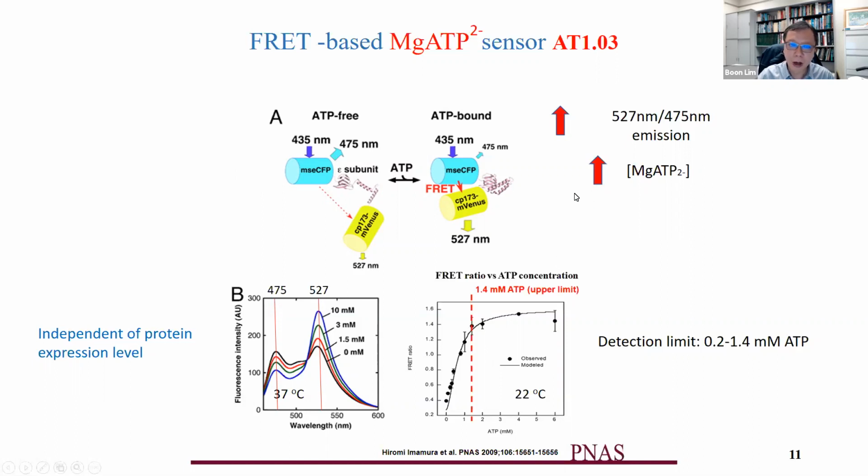So for these sensors, we calibrate them and we can see that it has a detection range from 0.2 millimolar of ATP to about 1.4 millimolar of ATP. And this is the dynamic range. However, if the ATP concentration is higher than 1.4, then the sensor becomes saturated. So for each sensor, there is an effective detection limit.